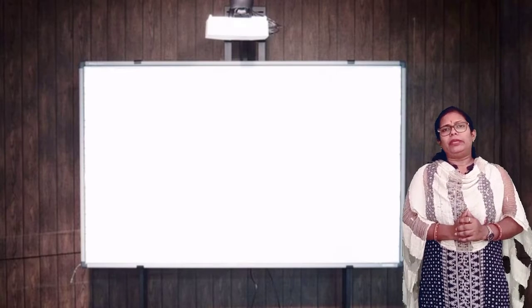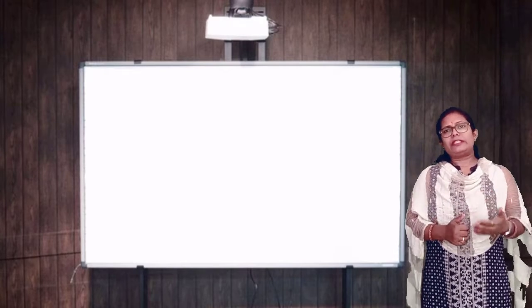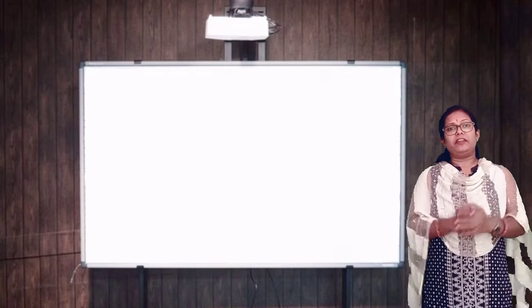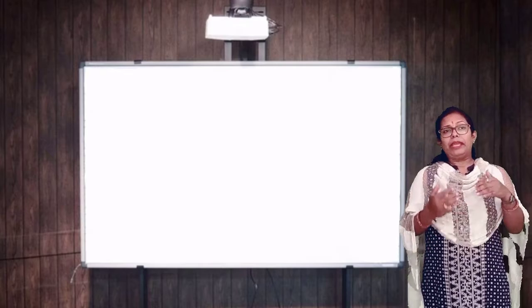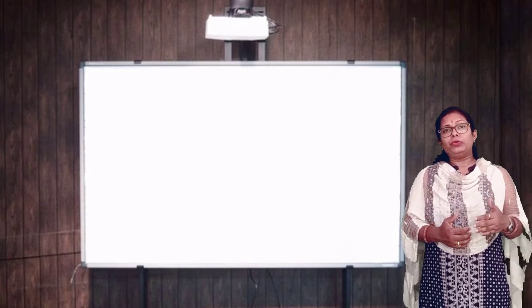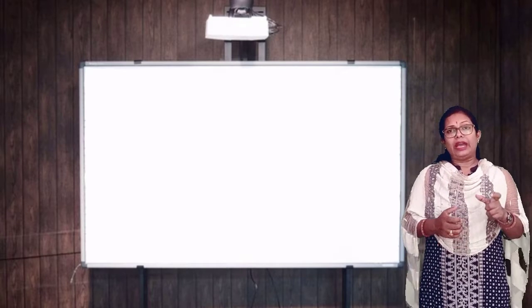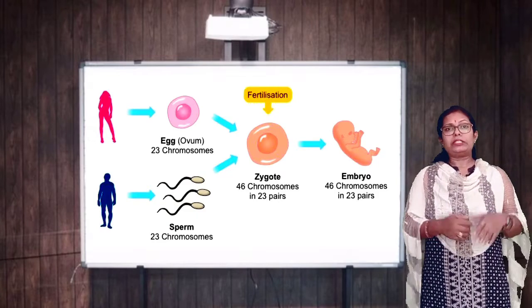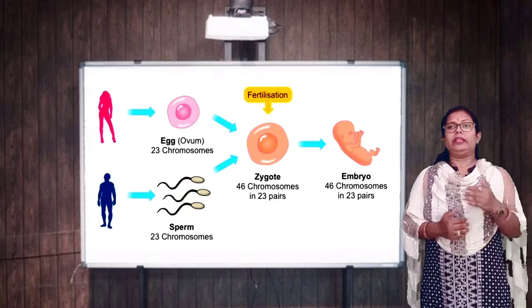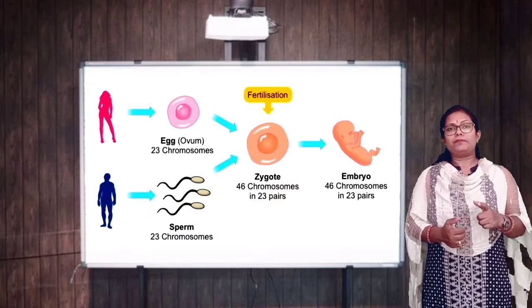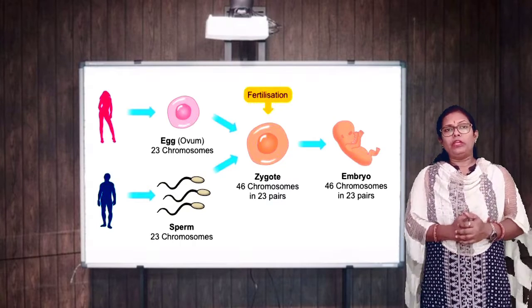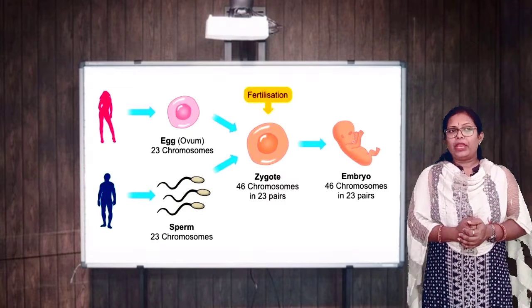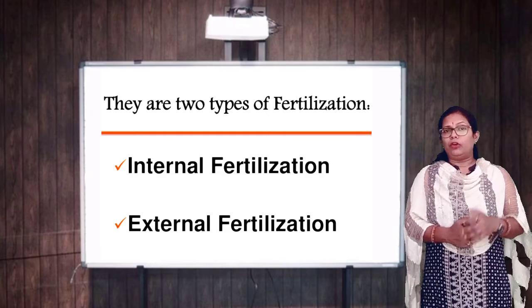In human beings, the reproductive system is highly developed. The male organism produces sperm, which are the male gametes, and the female organism produces ovum, which is the female gamete. The fusion of sperm and ovum to produce a zygote is termed fertilization. Fertilization can be of two types.